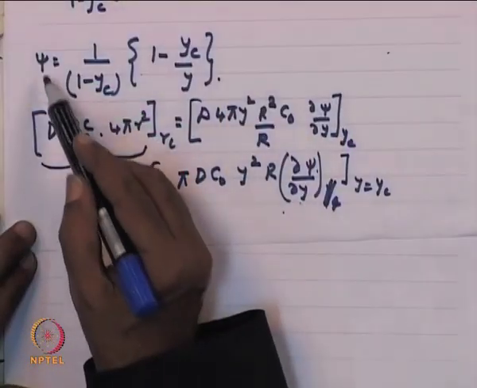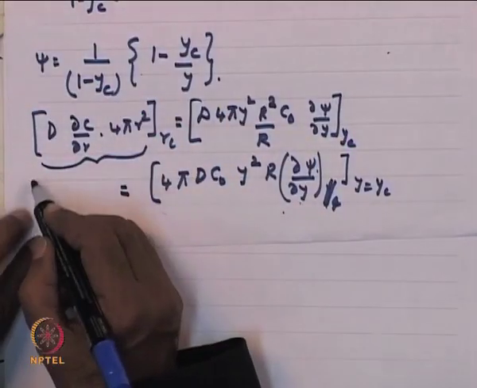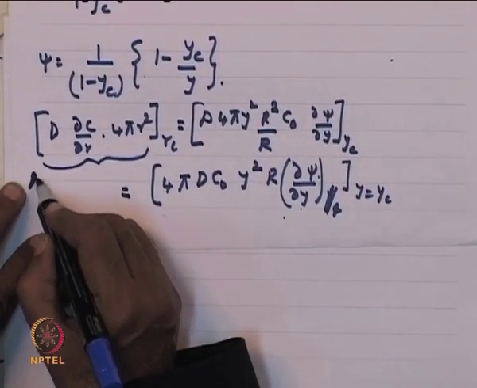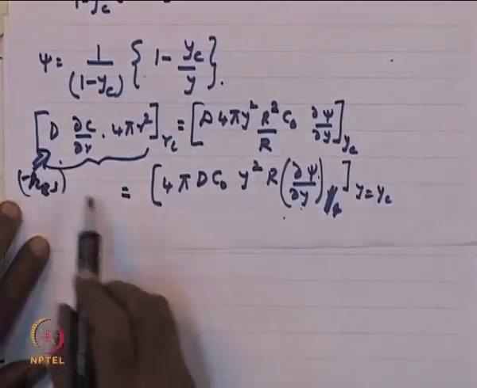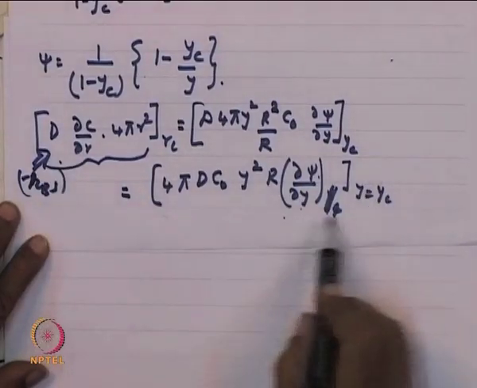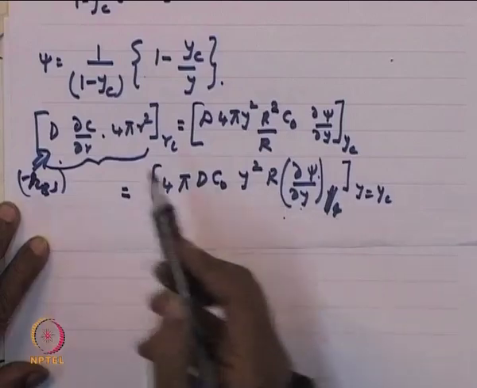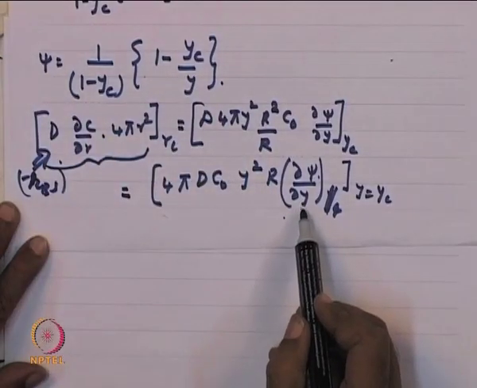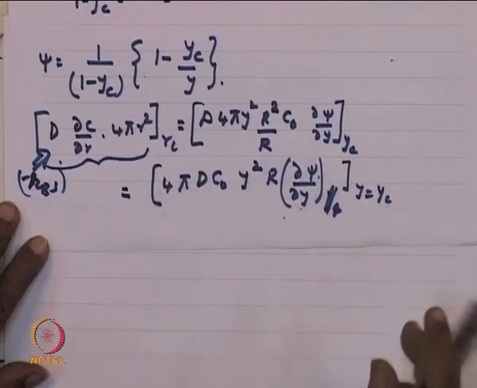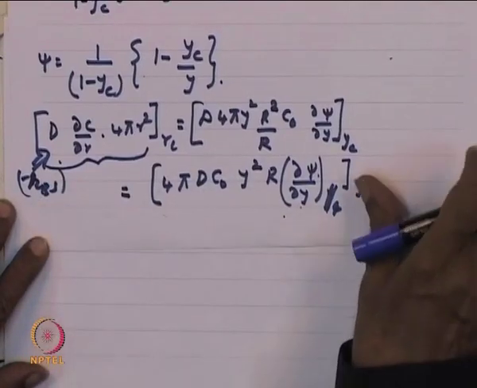Let me just restate what I have said already, that we have got psi in terms of y c. This is r b s. We already said that. So, we have put r b s in terms of the numbers that we know. Then I solely have to differentiate psi with respect to y and evaluate this whole thing at y equal to y c. Then we will get the rate of chemical reaction inside the ash layer. That is what I am trying to do now.